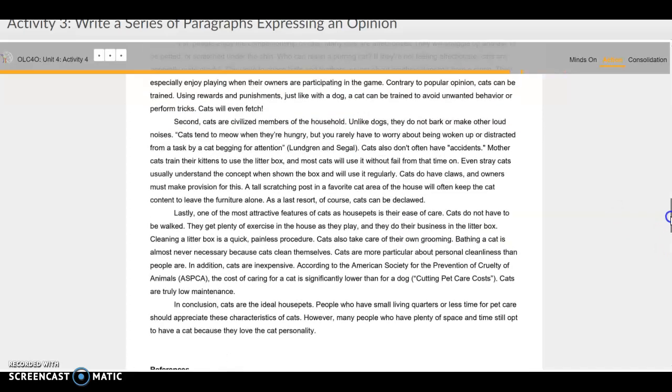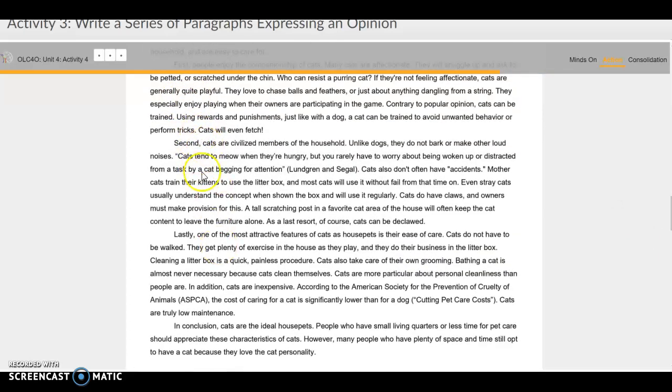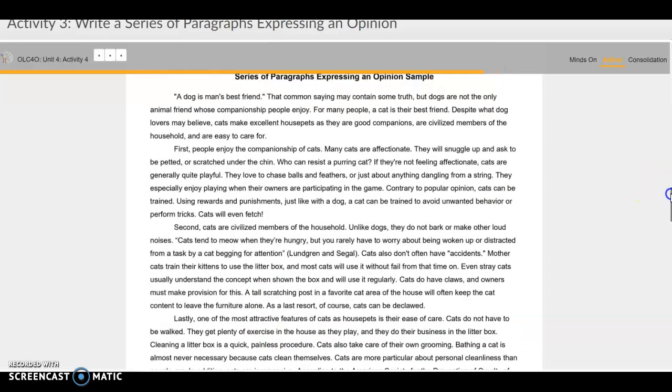Remember, once you've done your three body paragraphs and supported yourself, you still need to include a conclusion where you summarize your overall opinion. So it has, "in conclusion, cats are the ideal house pets." So you're going right back to the original argument that they're excellent house pets, just hopefully restating it using slightly different words. Right? But that's the five-paragraph structure, and that's what I'm going to ask you to do in your assignment.